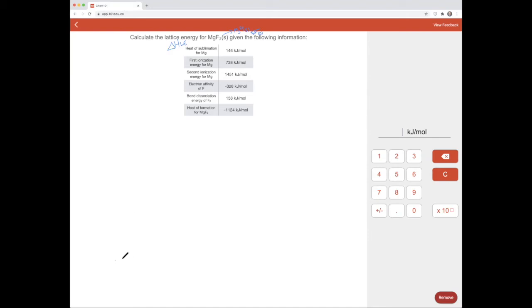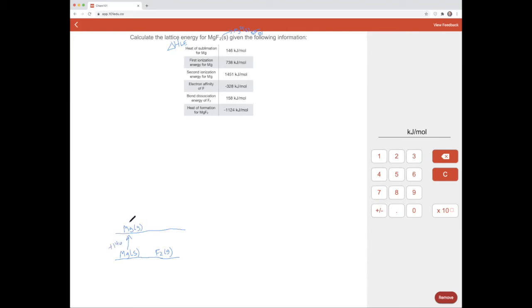We'll start with, remember, the elements in their standard state. So I'm going to start with magnesium as a solid and a molecule of F2 gas, and we'll work on each one separately. The first thing I need to do is convert this magnesium solid into magnesium gas. That is done with the process of sublimation. We're going to heat it up, sublime it, and that's going to cost me 146 kilojoules per mole.